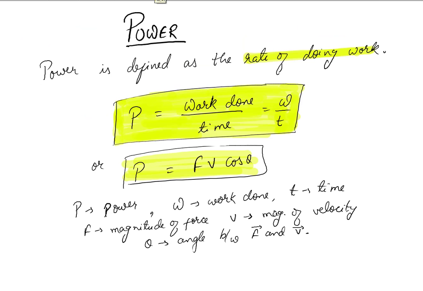Next topic that we have to study is power, and it is defined as the rate of doing work. It is denoted by capital P, and power P is equal to work done per unit time. So power P is equal to W by t, where W is the work done and t is time. And it can also be expressed as Fv cos theta, where F is the magnitude of force, v is the magnitude of velocity, and theta is the angle between force and velocity.